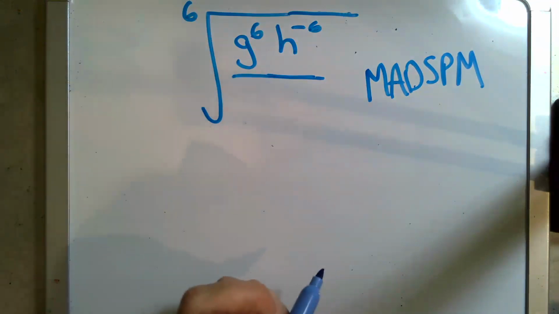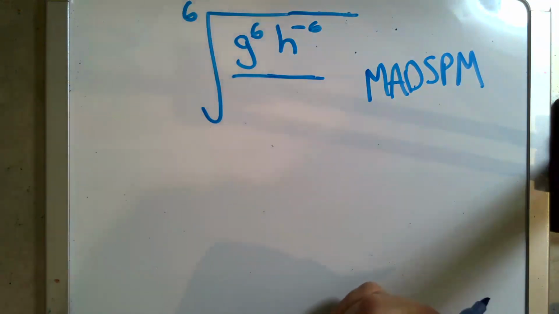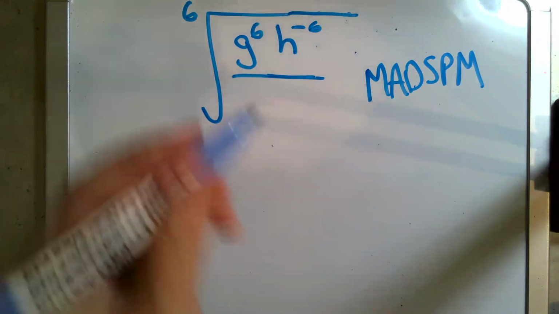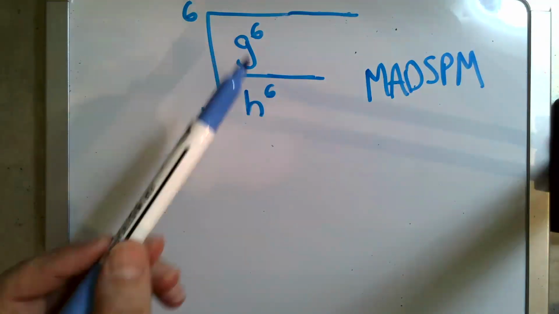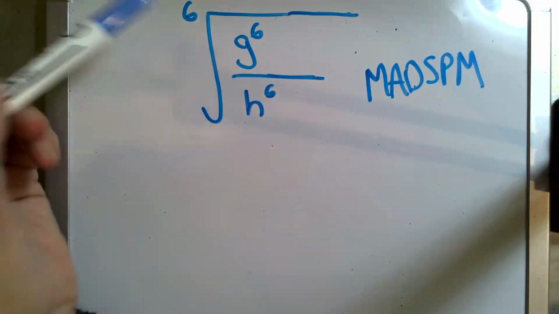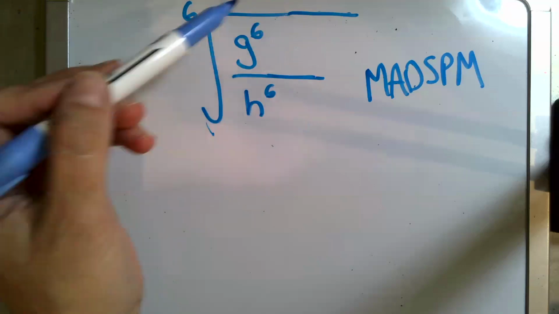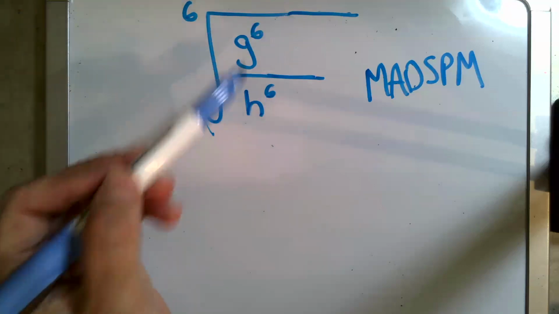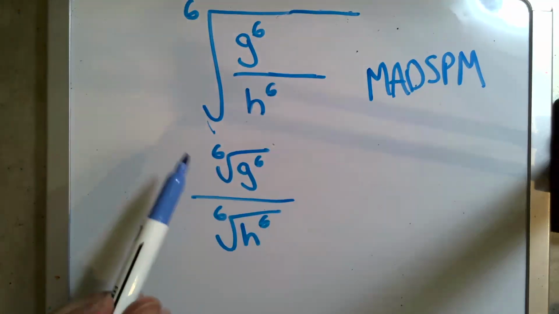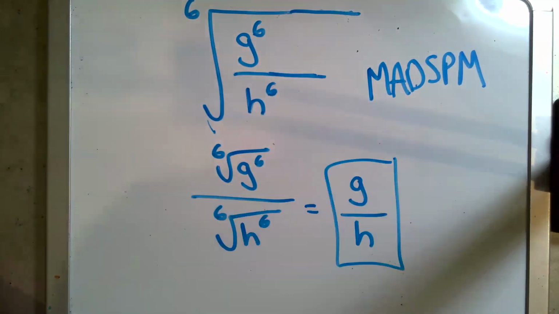And h to the negative 6, you'll remember your exponents. A negative means 1 over the positive version. So that would be g to the 6 over h to the 6. And now would be a brilliant time to remember, if you have the big old nth root of a fraction, you can make it the nth root of the top divided by the nth root of the bottom. So the sixth root of g to the sixth over the sixth root of h to the sixth, which is just g over h. Okay, one more.